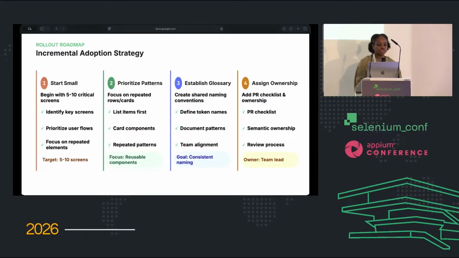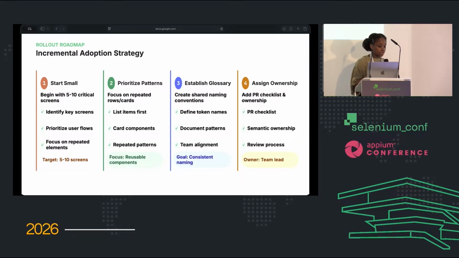Now, how can this approach be incorporated into your workflow? I would not start on the whole app. I would start on a small set of high-value screens. So maybe if you are doing a checkout app, you'd probably start off making your checkout screen more accessible. So identify key screens, prioritize workflow and user flow, and then focus on repeated elements.